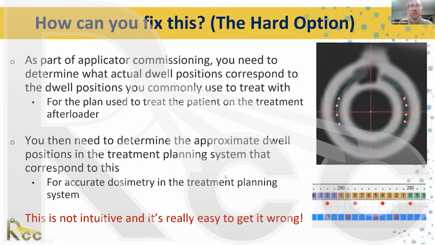As part of applicator commissioning, you need to determine what actual dwell positions correspond to the dwell positions you commonly use to treat with. So in this example, red is the model applicator file, which has the variable step sizes. And pink, you can see that the user has created different step sizes or different positions that if delivered would end up right where that red is. This is really complicated. It's not intuitive. It's not something that's recommended. It is possible. This would have lots of commissioning involved, lots of verification involved.